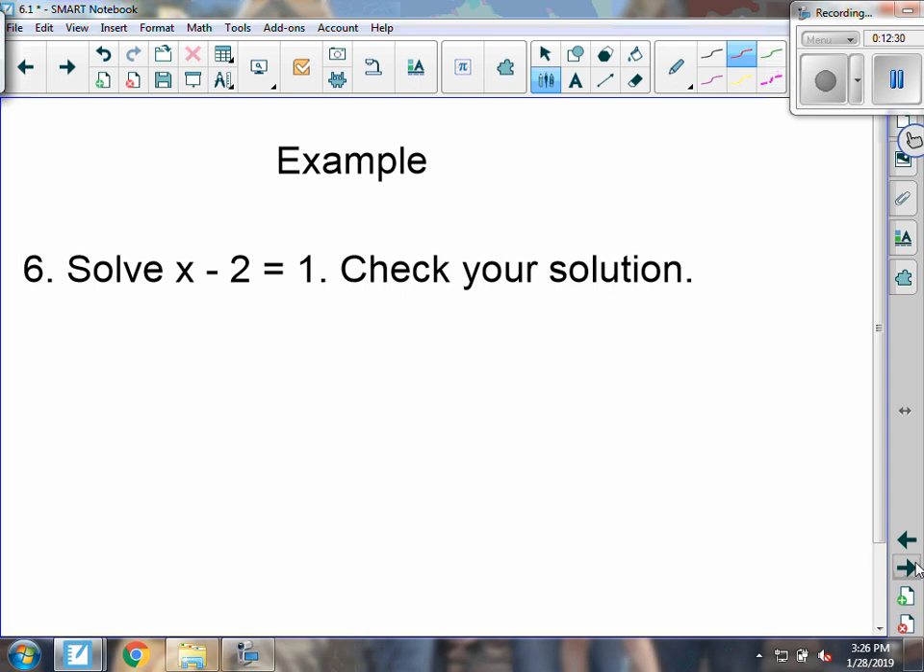Okay, so I'm going to copy this down here. X minus 2 is equal to 1. So here's my variable. I want to get rid of the number that's on the same side. So this time I have a minus 2. So the opposite of minus 2, the opposite of subtraction, is addition. So I'm going to add 2 this time.